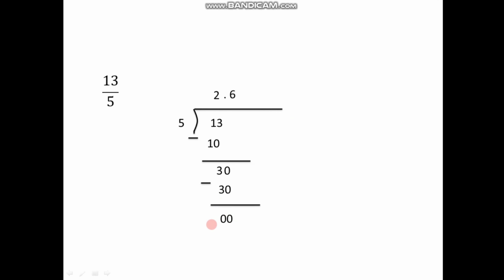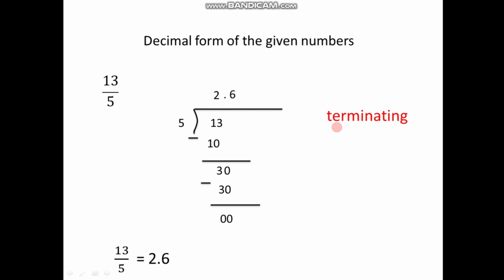In this division process, as we can observe, we get a remainder 0. That means the division process ends here. That is, the division process terminates and we get the quotient as 2.6. So 13 divided by 5 can also be expressed as 2.6, which is the decimal form of 13 by 5. In this case, as we can observe, the division process terminates or ends. That's why this type of decimal form is called terminating. By observing this decimal form, we can decide whether the given number is a rational number or not. If the decimal form of a number is of terminating type, then it is a rational number.